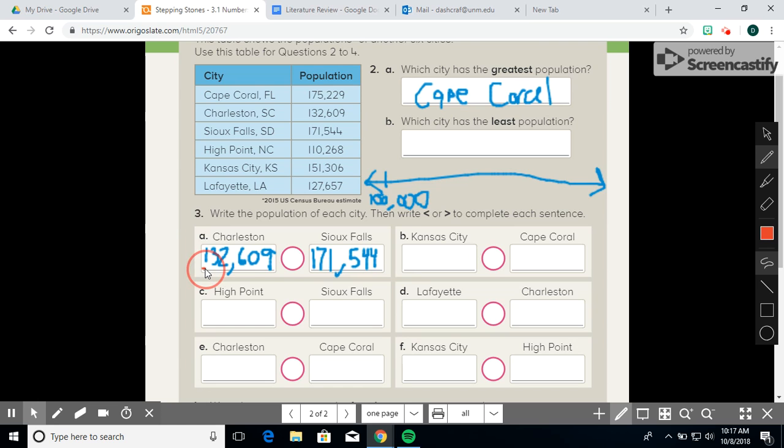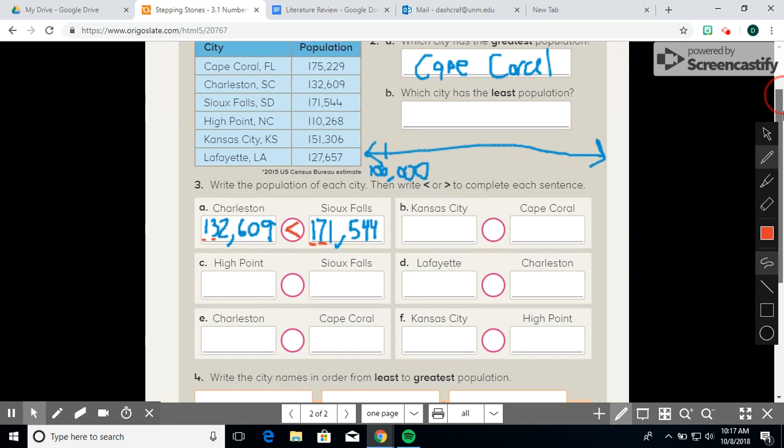First, starting with my 100,000ths place, they both have a 1. Going to my 10,000ths place, there's a 3 here and a 7 here. So I know that Sioux Falls has a greater population. I want you to do B, C, D, E, and F on your own. All of the information you need is up in this table right here.